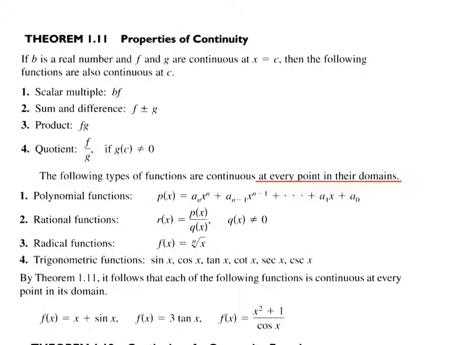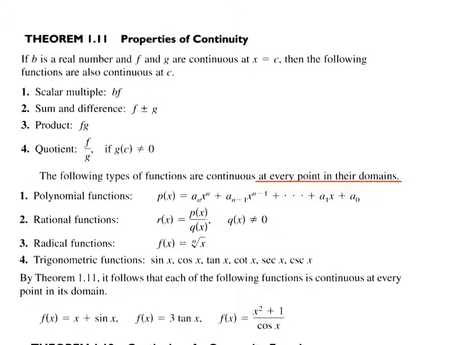A couple of things here. B is a real number and f and g are continuous at x equals c. Then the following functions are also continuous at c. If we multiply the function by a constant, so if you have a quadratic and you multiply it so now it's 7x squared, that doesn't change anything with our continuity.